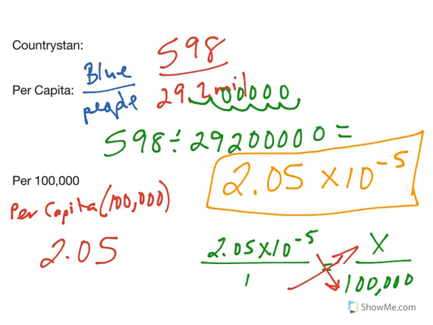And when I do that, I end up with 2.05. And if we round that to the nearest tenth, I end up with 2.1 because the 5 rounds up. So out of 100,000 people, 2.1 of them will have blue cars. That seems really low, but hey, this is the made-up data we're dealing with.